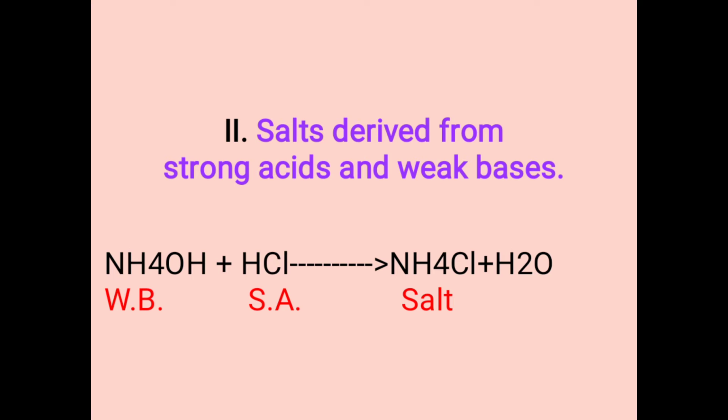Then what happens? NH4 plus from NH4OH reacts with Cl minus of HCl. The combination of NH4 plus and Cl minus forms the salt NH4Cl, and the OH minus ion combines with the H plus ion from the strong acid to form H2O. So this is a salt derived from strong acid and weak base. This is the second type of salt formation.